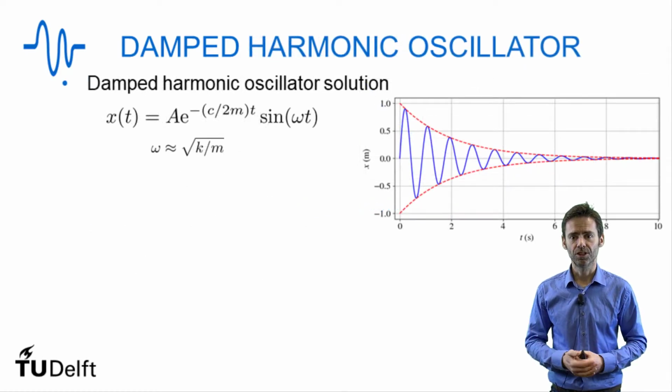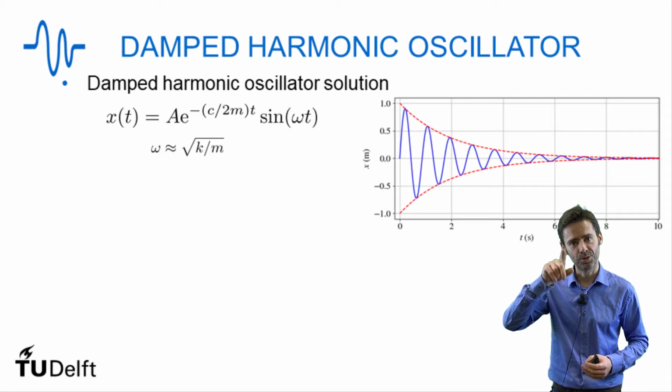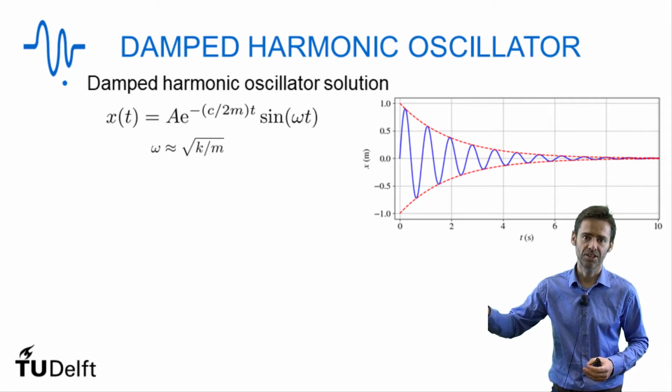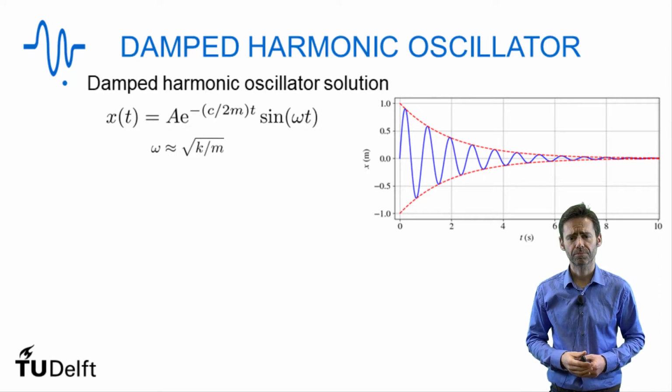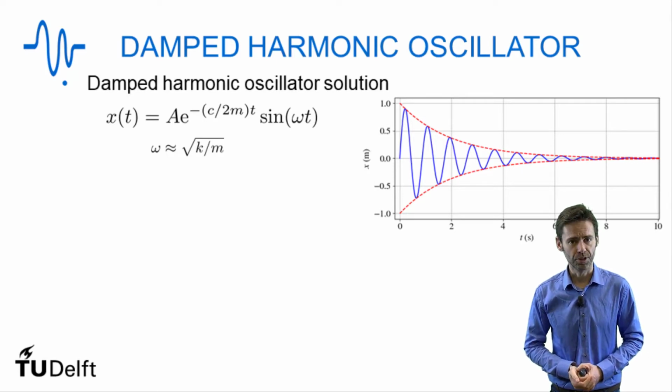So the final solution looks something like this. You will see that the oscillation starts with a high amplitude and then gradually diminishes over time. Now, for small damping, the frequency at which these oscillations take place is equal to the natural frequency, square root of k over m. Now let's look a little bit more into this damping term.